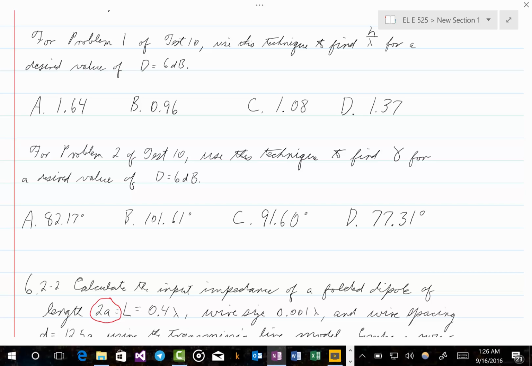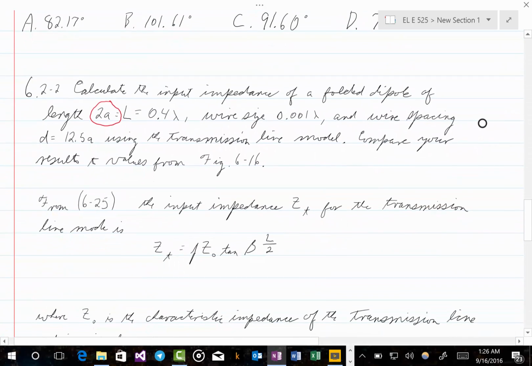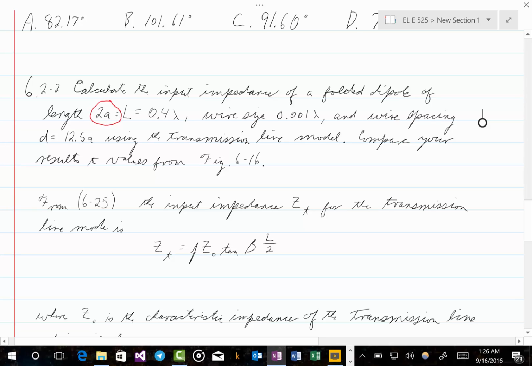So now let's go into section 2 of chapter 6, which moves on from the V dipole now to the folded dipole. And as a problem to illustrate the folded dipole, let's look at problem 6.2-2. There's a little typo in this problem that I want to call your attention to, and it's circled here in red.